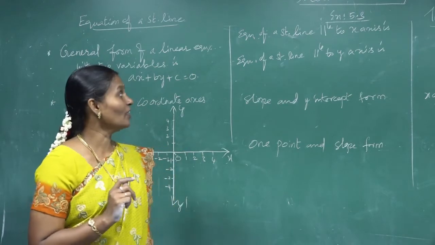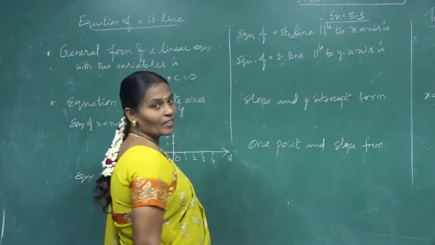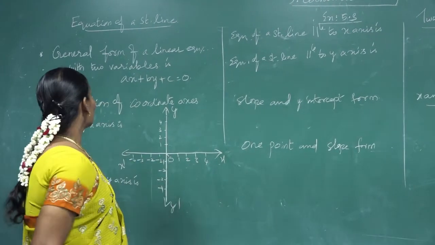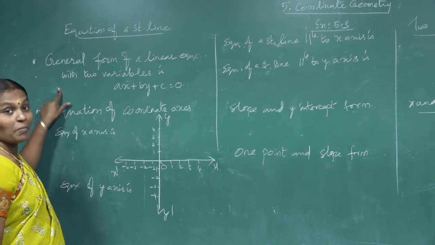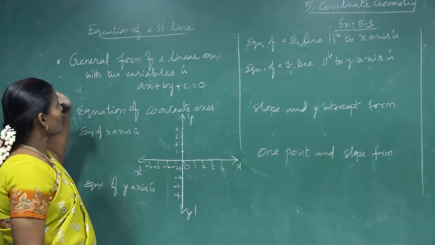Hi children, good morning. Today we are going to see 5th chapter coordinate geometry exercise 5.3. Before entering this exercise, you have to see some examples, some formulas. First, equation of a straight line.